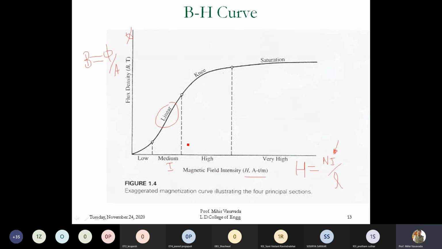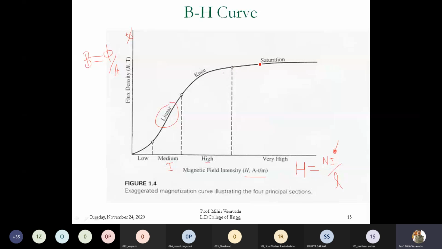That means in the same steps in which you increase the current, your flux will increase. So that relationship is almost linear. After that, you have a knee portion, somewhat bending, which is not that much linear. That means to increase flux, you have to give some more current, right? So that is a knee portion.